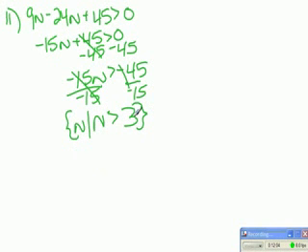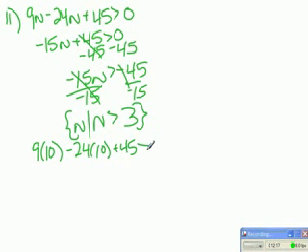We need a number greater than 3. And I have to multiply by all these things. I'm going to use 10 because it's easy. 9 times 10 minus 24 times 10 plus 45 greater than 0. So I went to this original statement and replaced all my n's with the 10 because that's the number I chose to plug in. 9 times 10 is 90. 24 times 10 is 240. And 45 greater than 0.